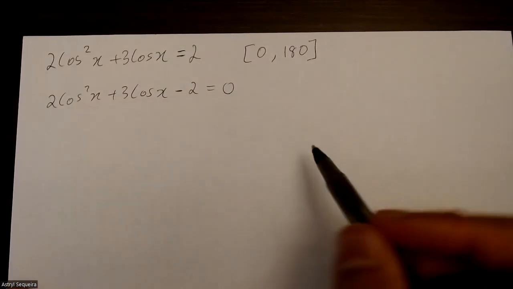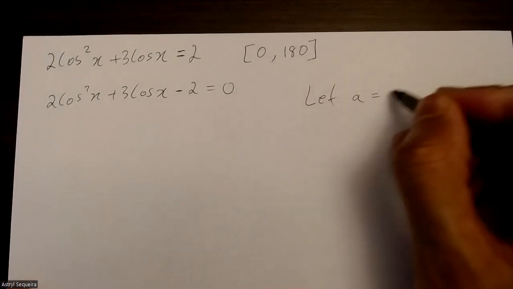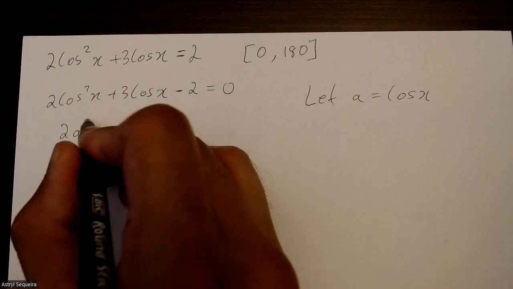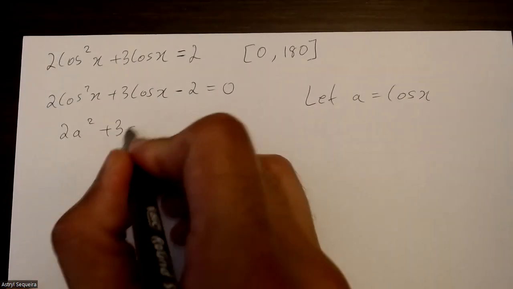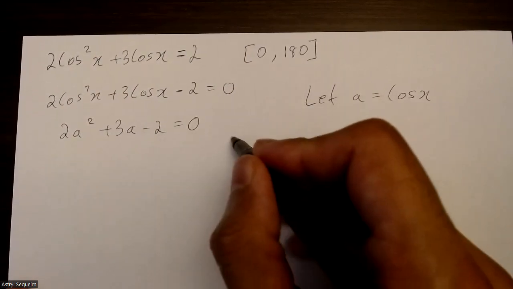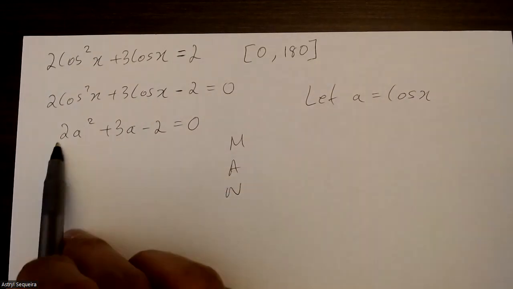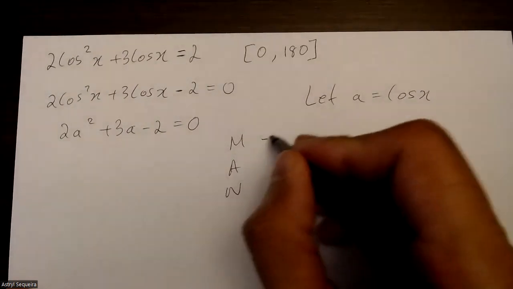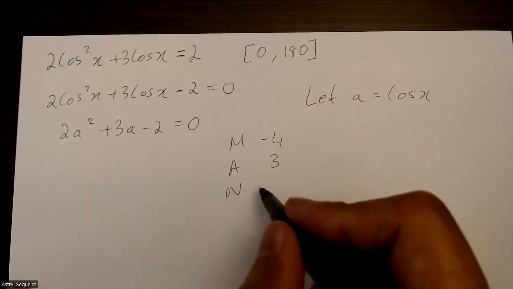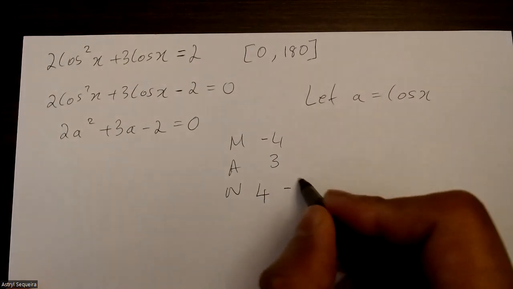Now we have to factor this, but just to make things a bit easier, I'm going to let a equal cos x. I'm going to rewrite this as 2a squared plus 3a minus 2 equals 0. And now this is a lot easier to factor. I need to factor with my m-a-n method. My m is 2 times negative 2, which is negative 4. My a is 3. So my two numbers are positive 4 and negative 1.